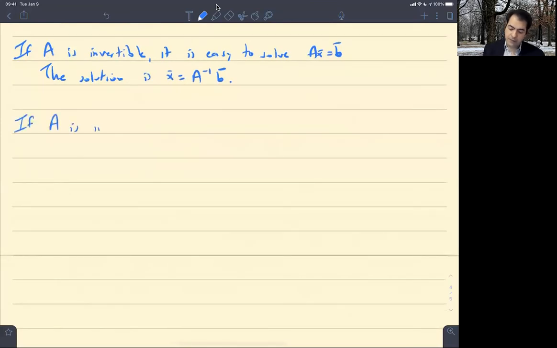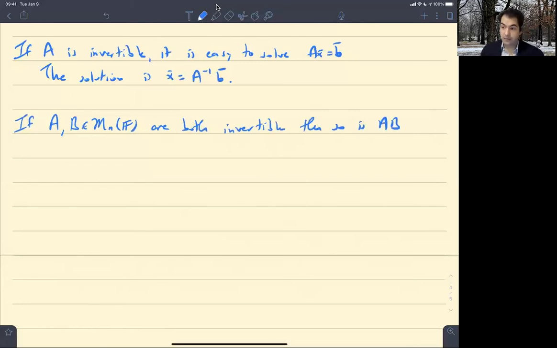If A and B are invertible, so let's say that I have two matrices of size n by n, and they're both invertible, then so is their product, which again is an n by n matrix. In fact, we can just write down a formula for the inverse of the product. It's B inverse times A inverse. Remember that matrix multiplication does not commute, so the order is important, right? So as a quick exercise, check that the inverse of A times B is B inverse times A inverse. It's not A inverse times B inverse unless A and B commute.